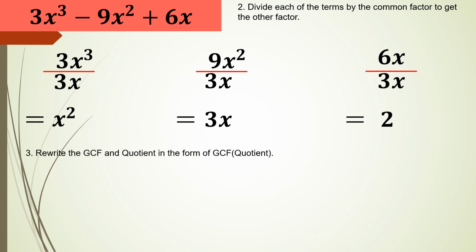Now, we write the final answer. We write the GCF, 3x, and the quantity now of x squared minus 3x plus 2. These symbols came from the original equation.